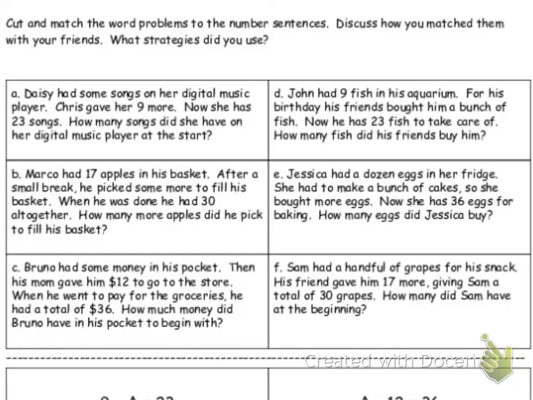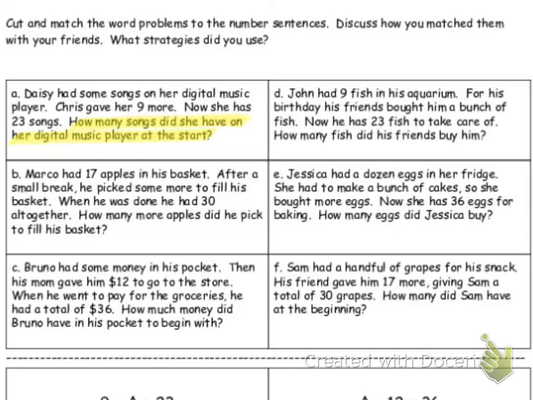14. What is the unknown called? What is the sentence? So, 23 plus 9. Go. How many songs does she have on her digital music player at the start? Excellent. Pretty easy there, right?